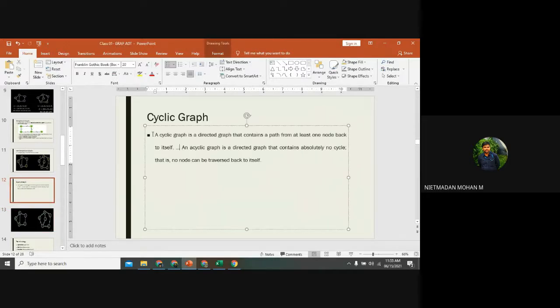A cyclic graph is a directed graph. It means you give a direction to that particular graph that contains a path from at least one node back to itself. If the same node is repeated and can be accessed from that particular node, then that graph is known as a cyclic graph. An acyclic graph is a directed graph that contains absolutely no cycle, that is, no node can be traversed back to itself. Can you give me an example for this?